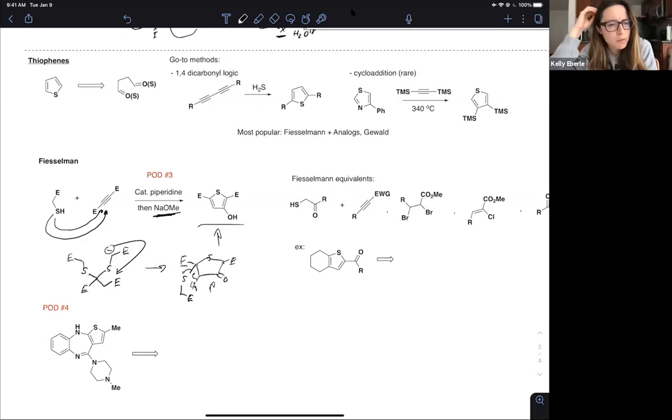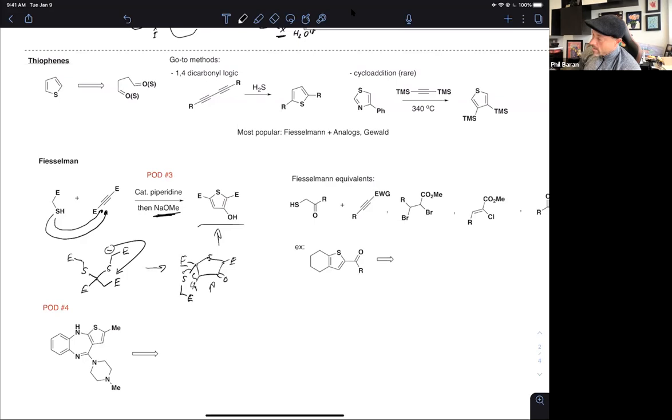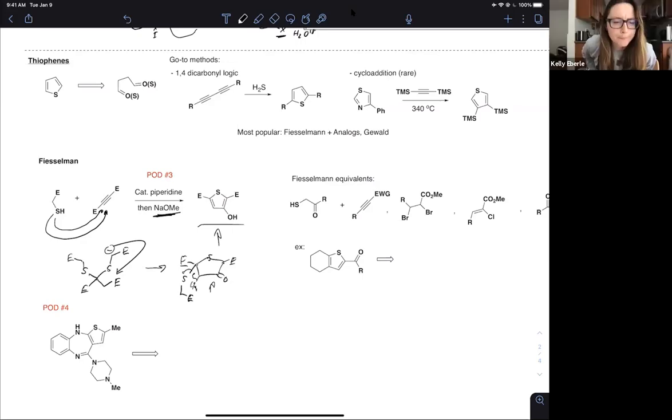Yeah, that makes sense to me. But what's the driving force for the second one to go? Just the formation of the thiophene is so favorable? Well, the driving force is that it's still a great Michael acceptor, and you've still got the thiolate there. Okay. So thiolates just love Michael acceptors.